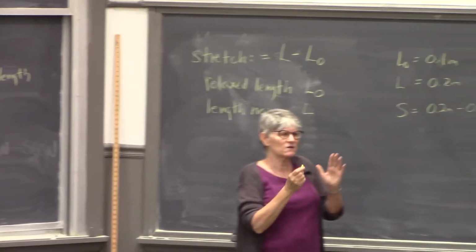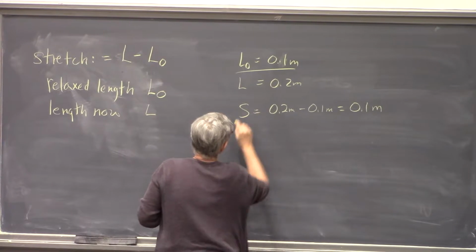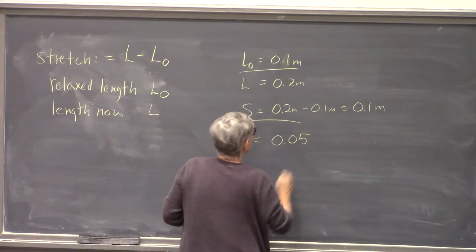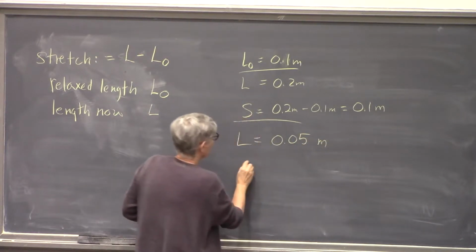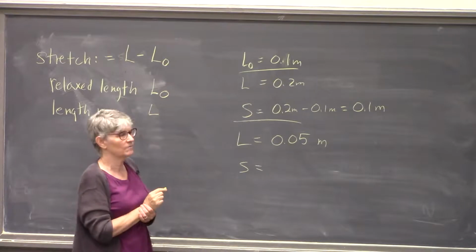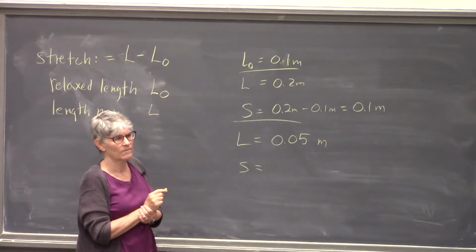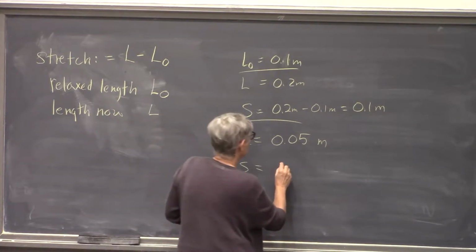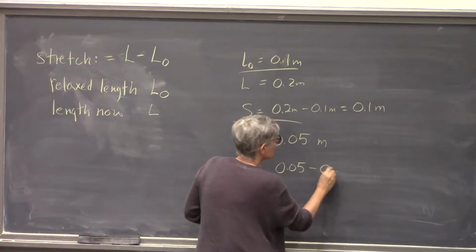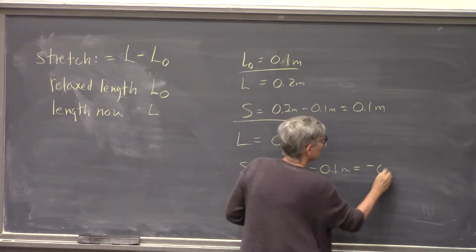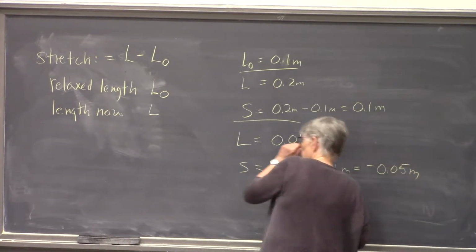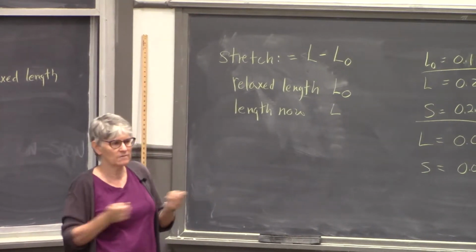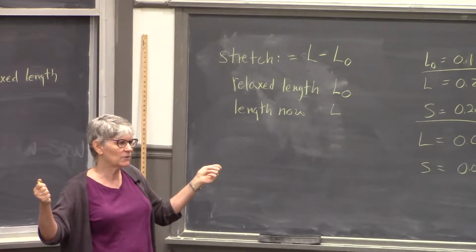Okay, what if we compress it though? So L0 is still that, but now L is 0.05 meters. What's the stretch now? Negative 0.05, right? So it's going to be 0.05 minus 0.1 meter is negative 0.05 meters. So stretch is a signed quantity. It's a scalar. Just one length minus another length.